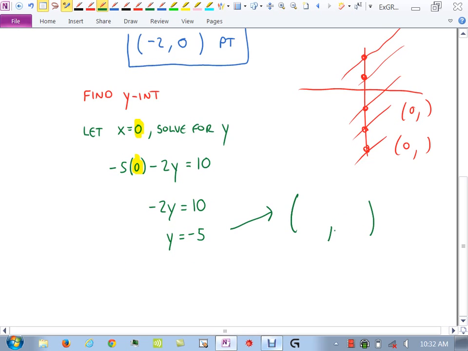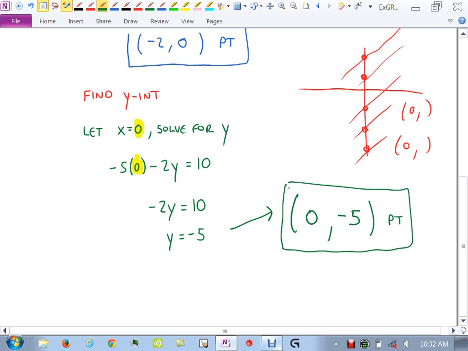What's the x and what's the y? What did we plug in for x in this problem? 0, right? So this is 0, and then what y came out of it? -5. So this is another point on your line. The first one we found was called the x-intercept. The one we just found is called the y-intercept.